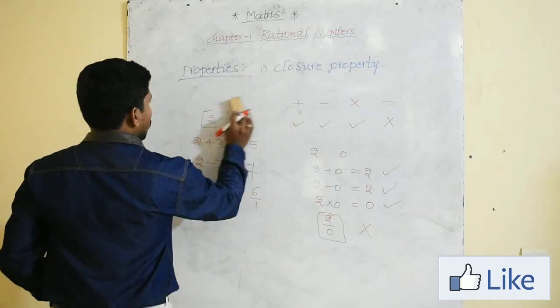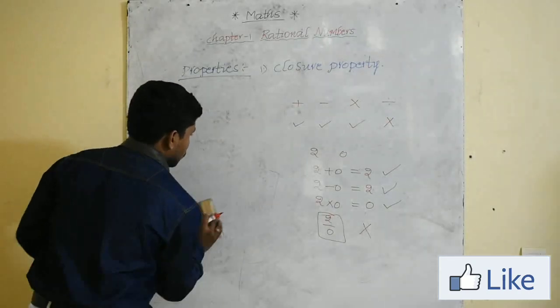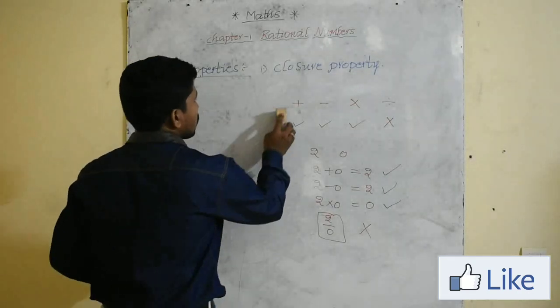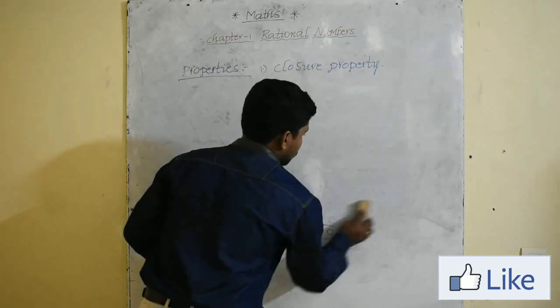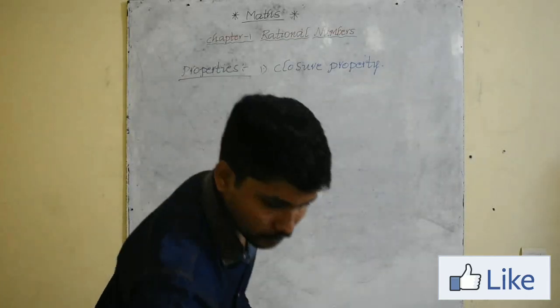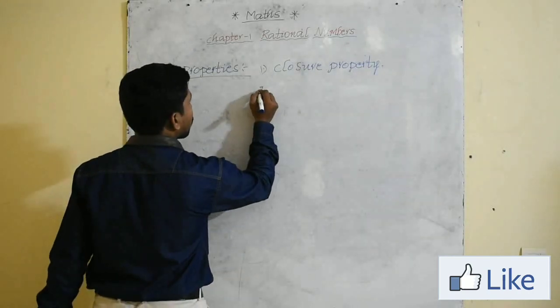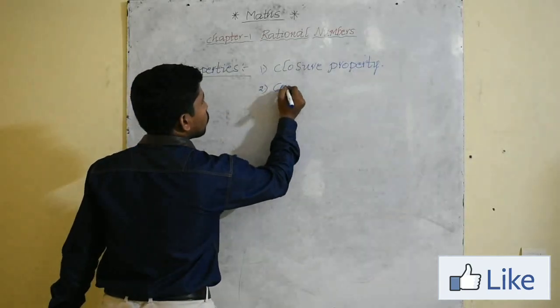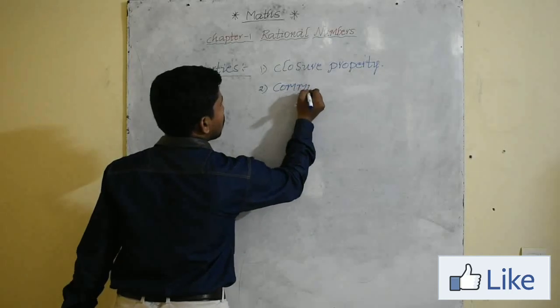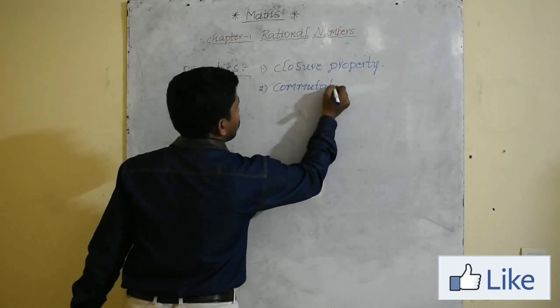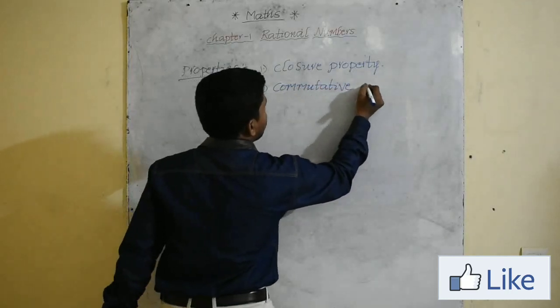This is the first property under rational numbers. And what is the second property that we are going to discuss now? The second property is commutative property.